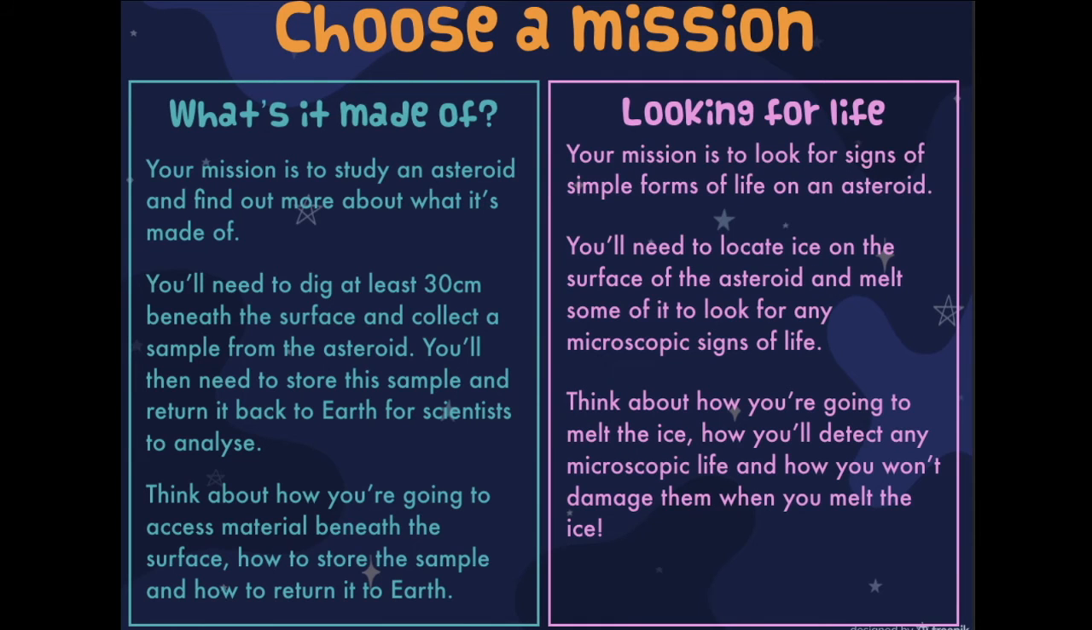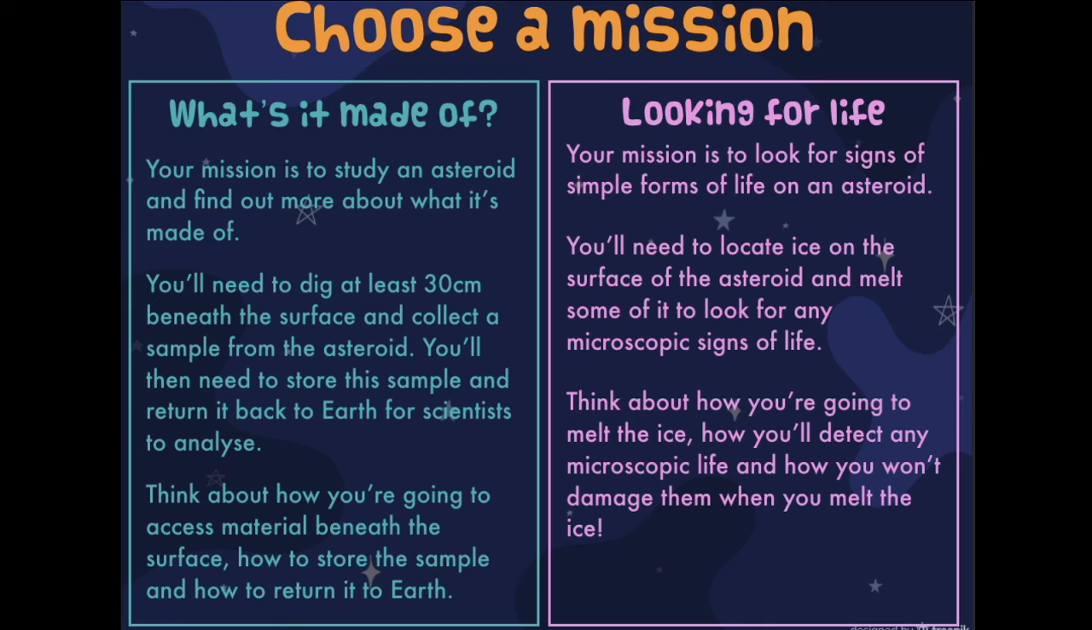So the first mission is what's it made of. Your mission is to study an asteroid and find out more about what it's made of. To do that, you'll need to dig 30 centimeters beneath the surface, and you'll have to collect a sample. So a piece of material, such as the ice or rock or the metal which is beneath the surface, and you're going to have to bring it back to Earth. So you have to think about how you're going to access this material, how you're going to store it on your spacecraft, and eventually how you're going to get it back to Earth after the 3 months of your mission.